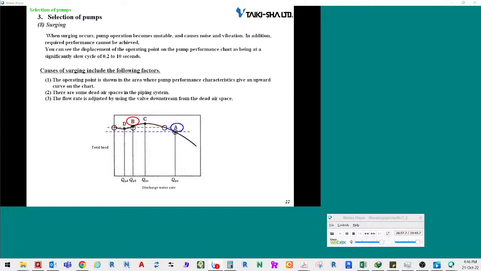If the operating point is at this position, the pump is unstable due to pressure in the pipeline and flow rate variation. As a result, the operating point of the pump goes back and forth between maximum point C and minimum point D. To prevent surging, select pumps whose operating point is shown in the area where pump performance characteristics are represented by a downward curve on the performance chart, as indicated at point A. You should select a pump so that only one point intersects at the performance curve with the coordinate line of the required total head.